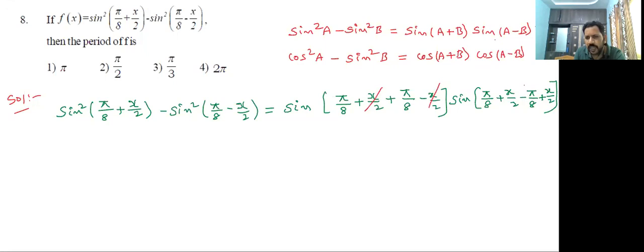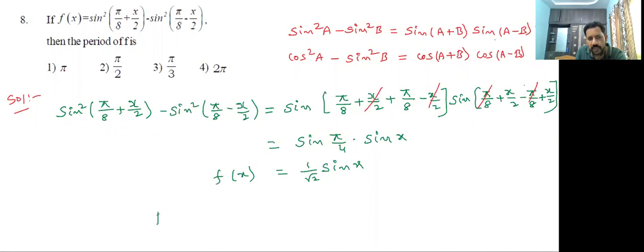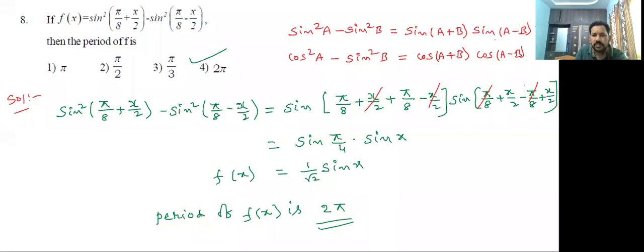So in this, do the calculation. Minus x by 2 plus x by 2 cancel. Minus pi by 8 plus pi by 8 cancel. So what remains? Pi by 8 plus pi by 8, 2 pi by 8, that is sine pi by 4 into sine of x by 2 plus x by 2, that is x. Sine pi by 4 value is 1 by root 2 into sine x. So this is f of x, already given in the problem. What is the period now? What is the function? Only sine x. The period of sine x is 2 pi. So the fourth option is correct.